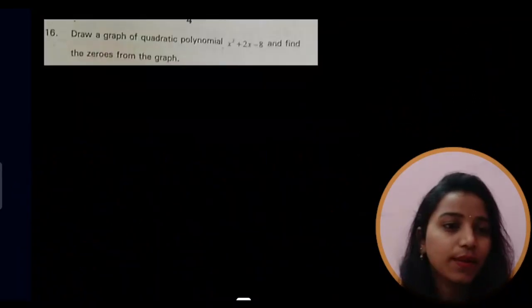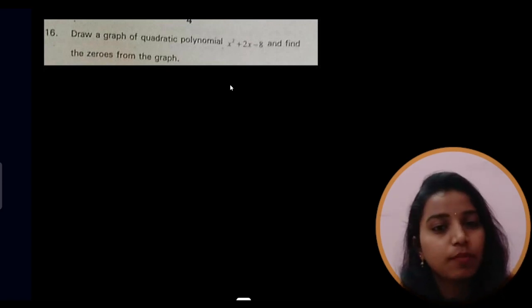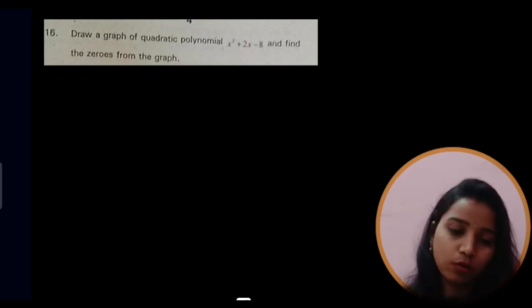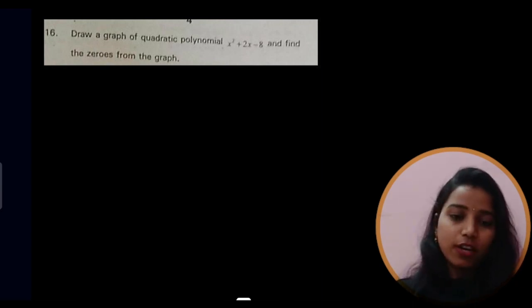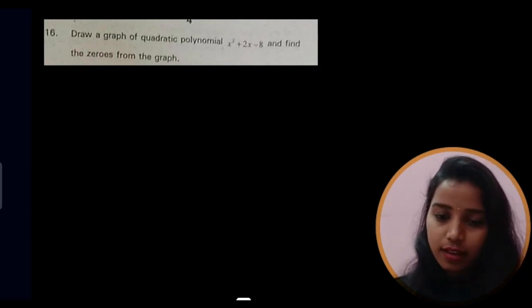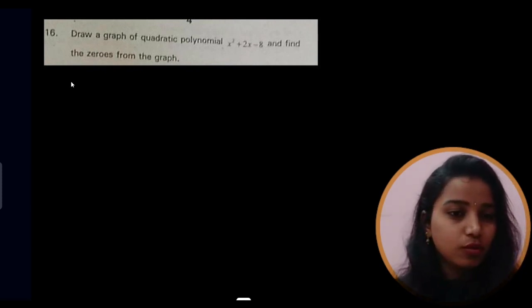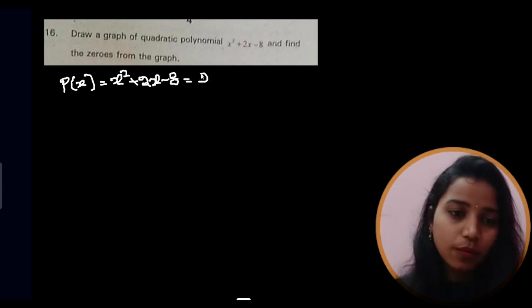Yes. Now next. Draw the graph of the quadratic polynomial x square plus 2x minus 8 and find the zeros. When it comes to zeros of a polynomial, simply what you need to do is take this polynomial equal to 0, right? So P of x is equal to x square plus 2x minus 8 is equal to 0, right?